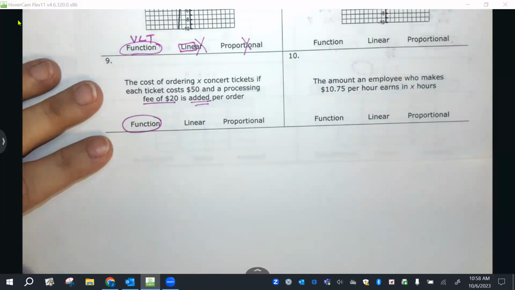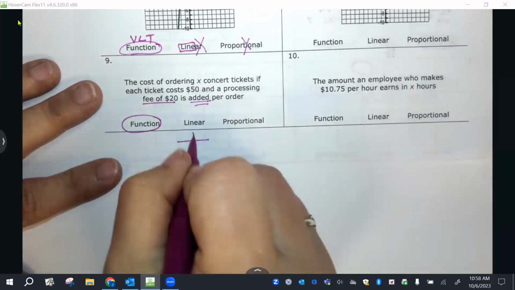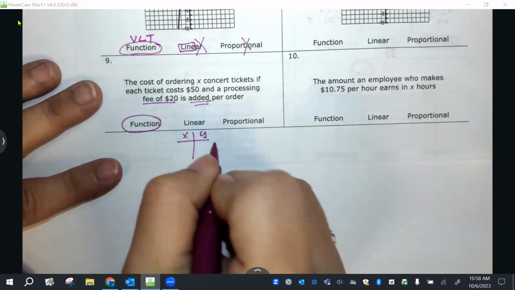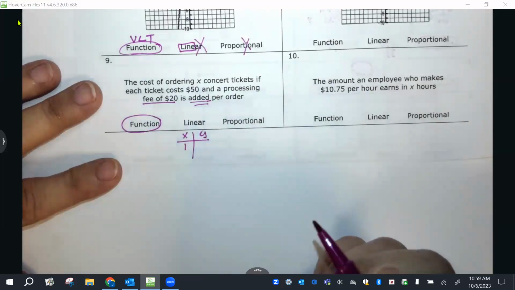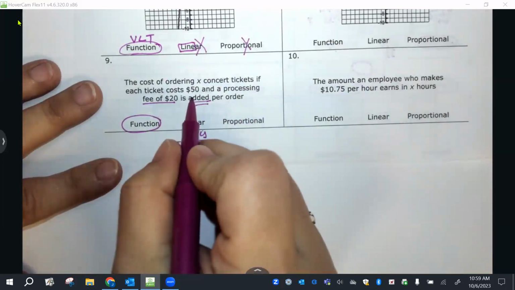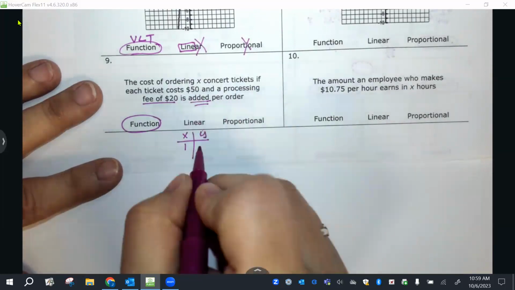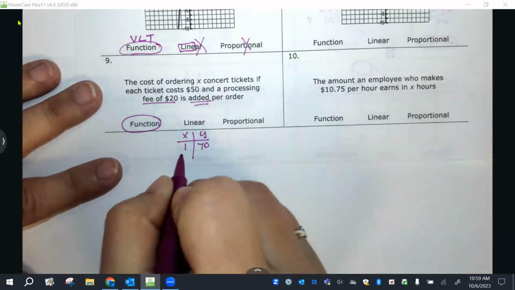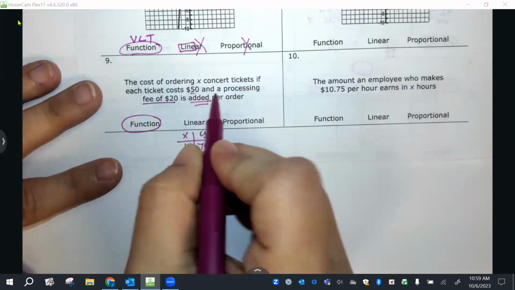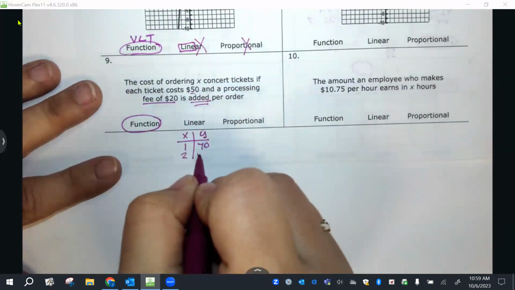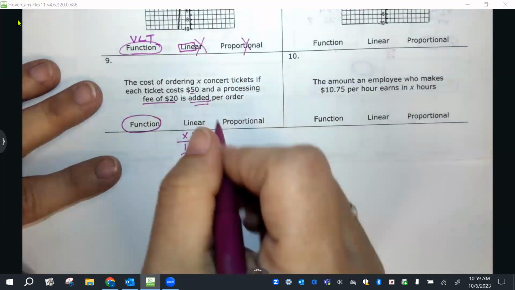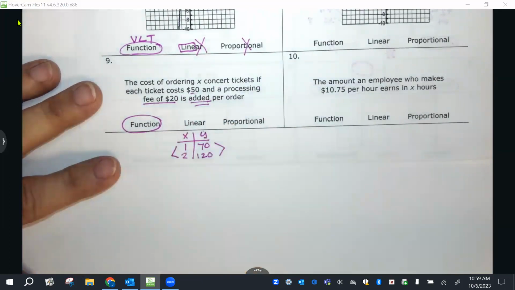If I were to make a table, like an XY table, and I said, if I bought one ticket, it would be what, $50 and a processing fee, so it'd be 70. If I bought 2 tickets, that's 50 times 2 plus your fee. I could definitely make a table and determine if it has a constant rate of change. In this case, I can just tell you that I know it does because of the way it's worded in the problem. It's like ordering pizzas.